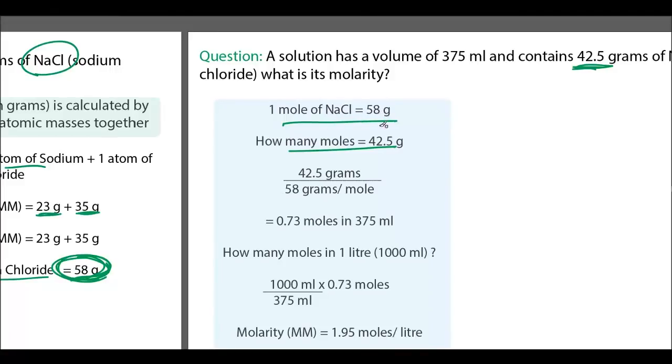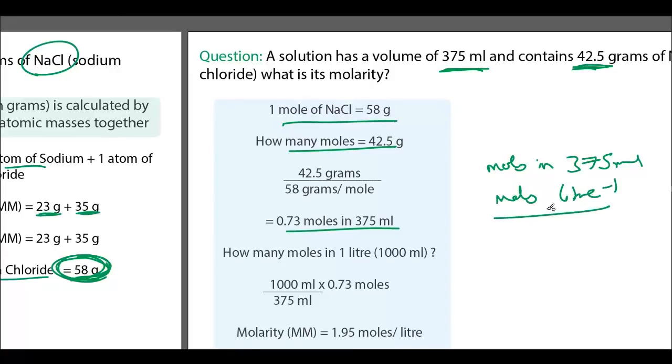Well, if 1 mole equals 58 grams, we're going to have just below a mole with 42.5. So if we perform the calculation, 42.5 grams divided by 58 grams per mole, it gives us 0.73 moles in 375 milliliters of water. Now we've got the amount of moles in 375 milliliters, and we need the amount of moles per litre.